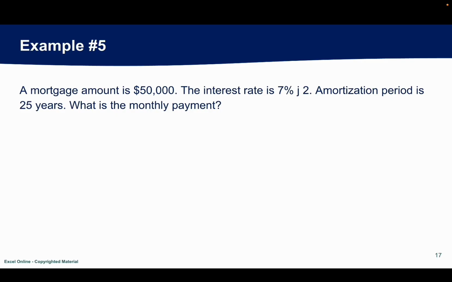Now we check the 3 golden rules. The rate is a nominal rate. Second, we have 5 variables and are looking to find the PMT. And third, the payment frequency does not match the interest compounding frequency. So we will have to use NPEPN. Now let's write NPEPN on the left side of our page.